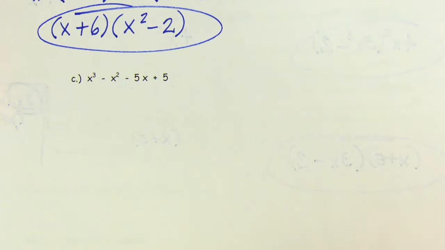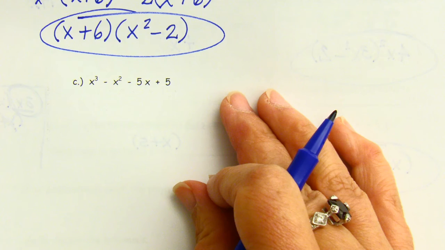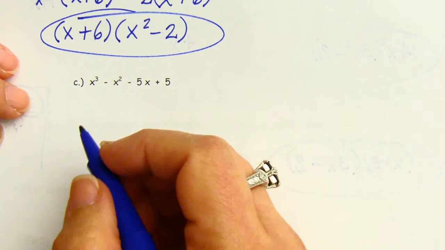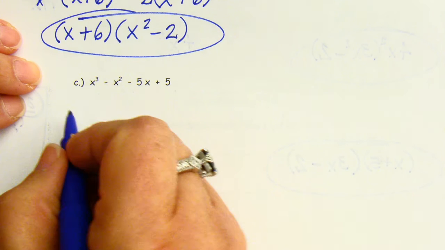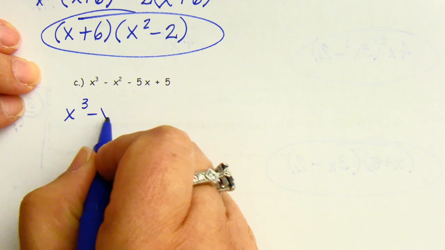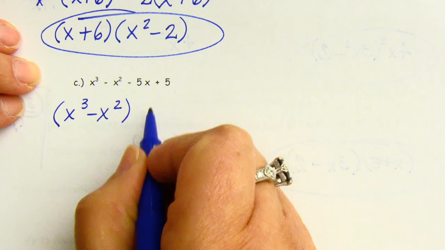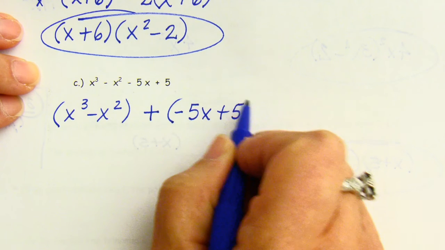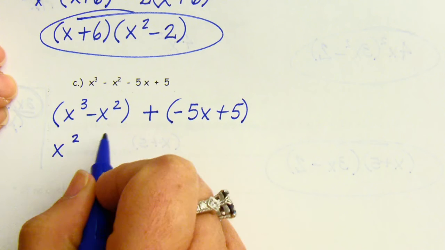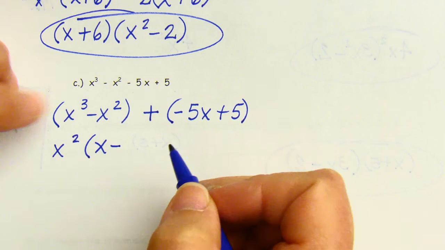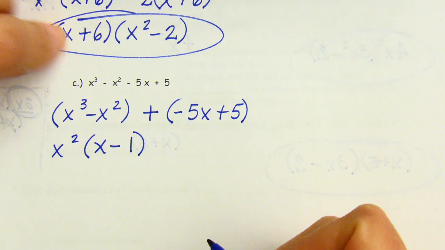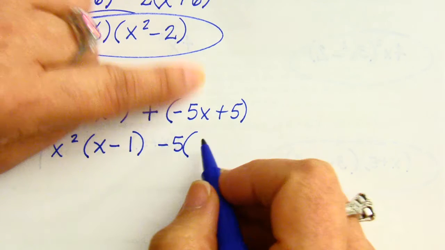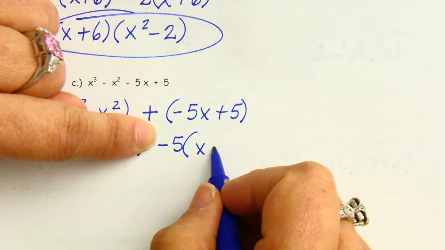Why don't you pause the video and try this one on your own? Okay, hopefully you paused the video and tried this one on your own. I am going to group x cubed minus x squared, plus in the middle. Shove the negative 5 inside. Take an x squared out. So this is x, subtract... well, anything divided by itself is 1. I'm going to pull a negative 5 out. That's going to go away, leaving me with an x. And 5 divided by negative 5 is negative 1.